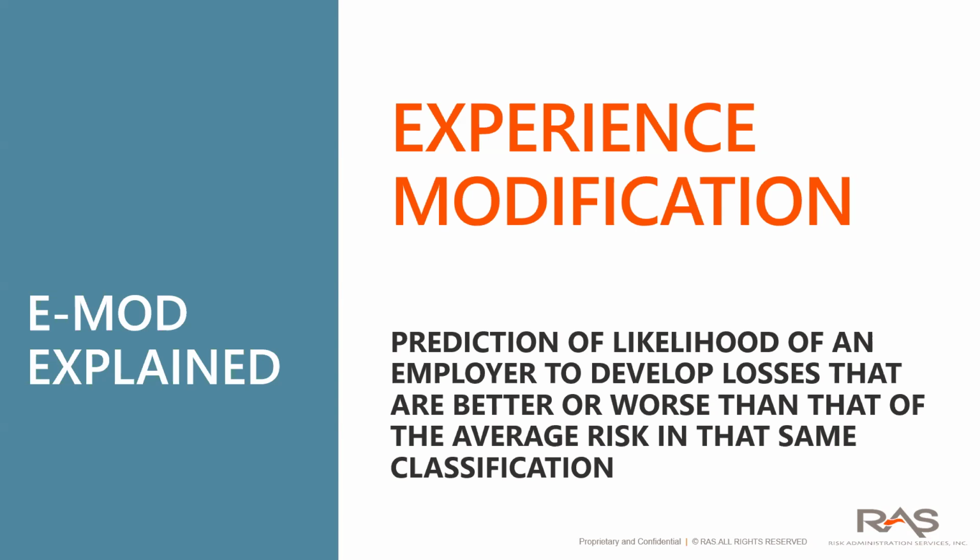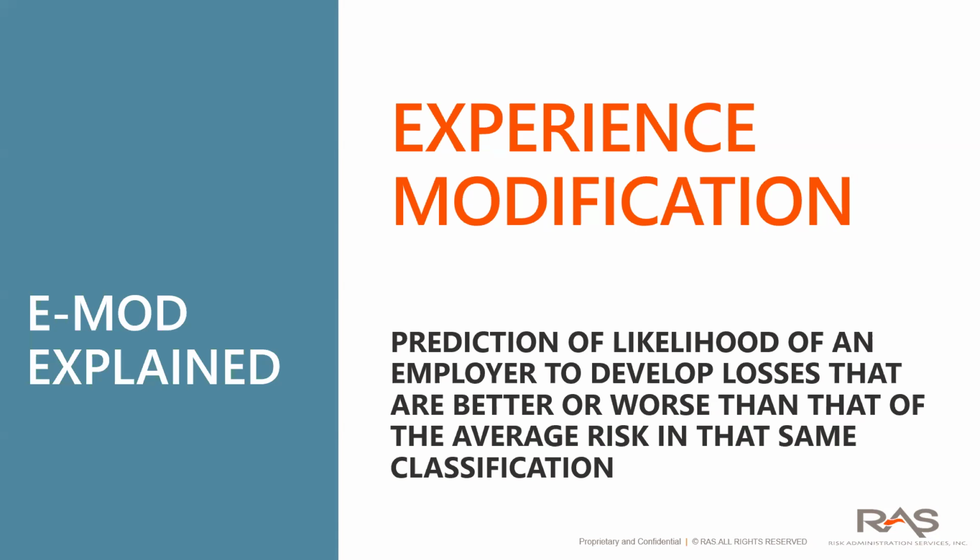Better performance in a 3-year period results in a better calculation. Unfortunately, 1 bad year can also impact your experience mod for 3 years as well. So if you're performing better than the industry, then you're going to receive a credit modification. If you're performing worse than the industry average, you're going to receive a debit modification.